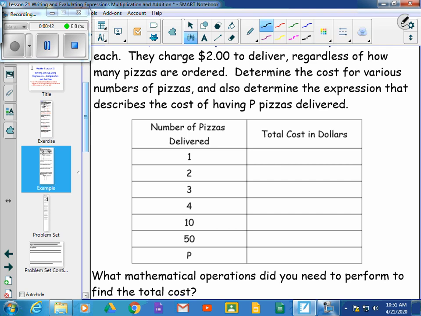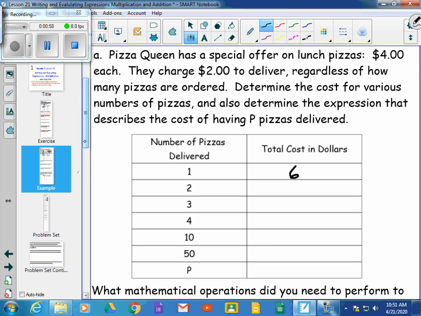we have one pizza delivered. First of all, we would have $4 for the pizza, and then the $2 delivery charge. It would cost us $6. If we had two pizzas, remember they're $4 each, so that's going to be 2 times 4, which is 8, and then we add the 2 on the end because there's a delivery charge of $2 no matter how many pizzas. 8 plus 2 is 10. It's going to cost us $10 to get 2 pizzas delivered.